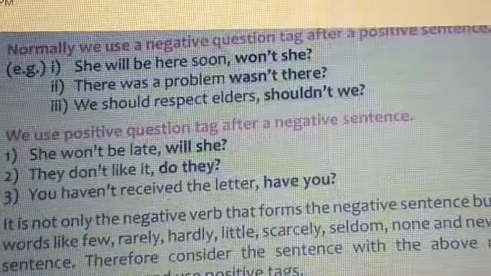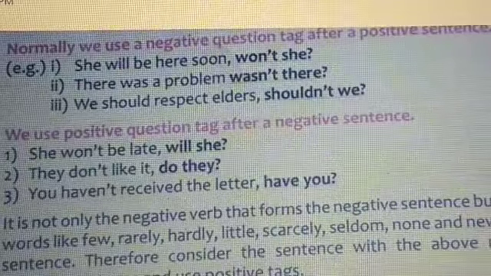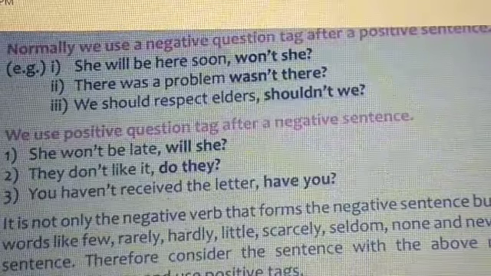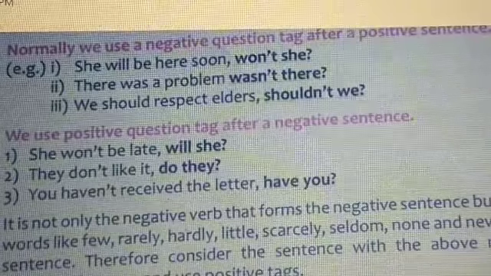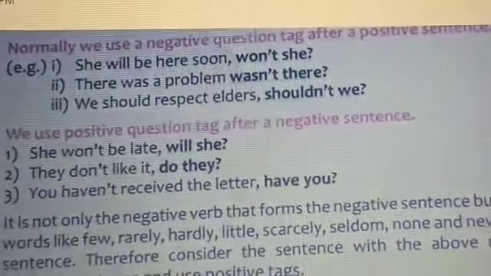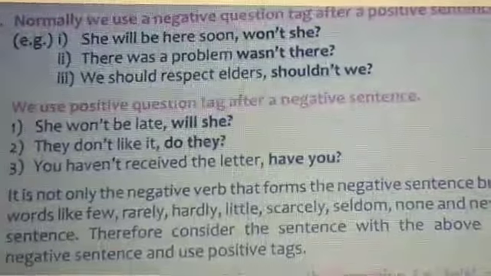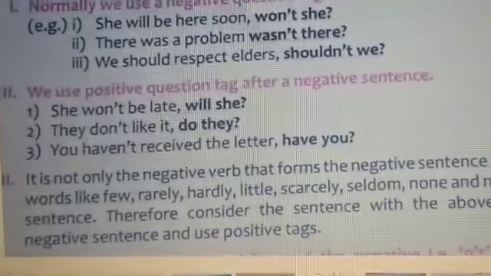Secondly, we use a positive question tag after a negative sentence. First one, she won't be late, will she? Second one, they don't like it, do they? Third one, you haven't received the letter, have you?